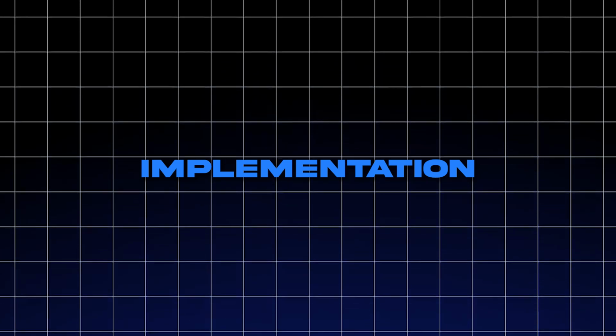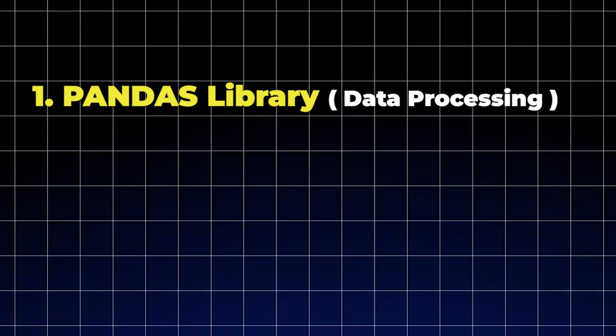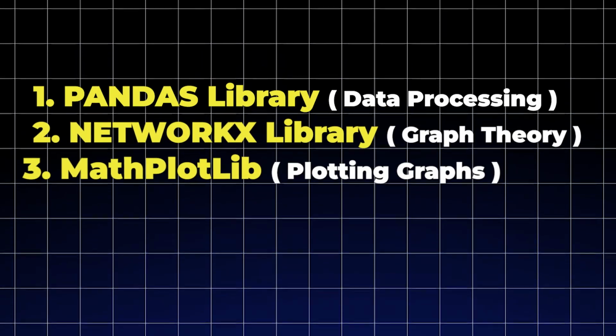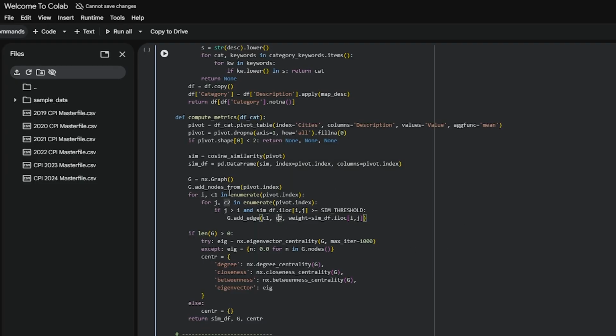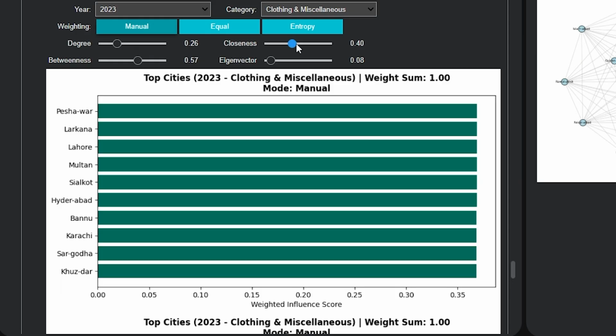Implementation. All of this was implemented in Python using Pandas and the NetworkX library. Here is our compute metrics function. It pivots the raw data into vectors, calculates the cosine similarity matrix, and dynamically generates the graph edges based on our threshold. We also built an interactive dashboard.